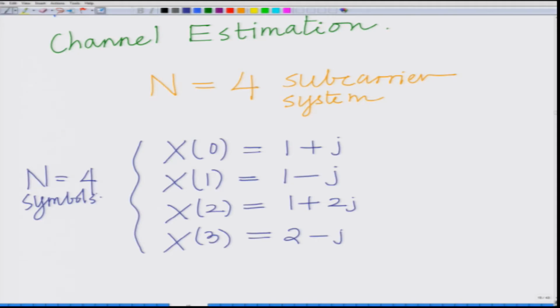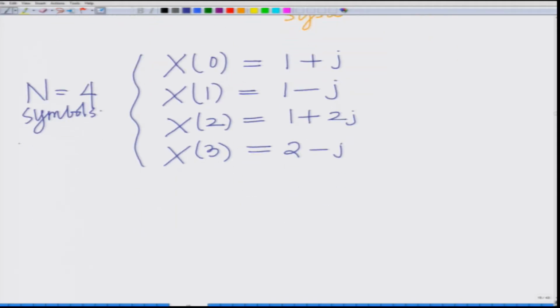and these N equal to 4 symbols are loaded onto the subcarriers, basically that is the nomenclature that we use. However, as we said in comb type pilot based channel estimation, not all the subcarriers are loaded with the pilot symbols, only a few of the subcarriers are loaded with pilot symbols.